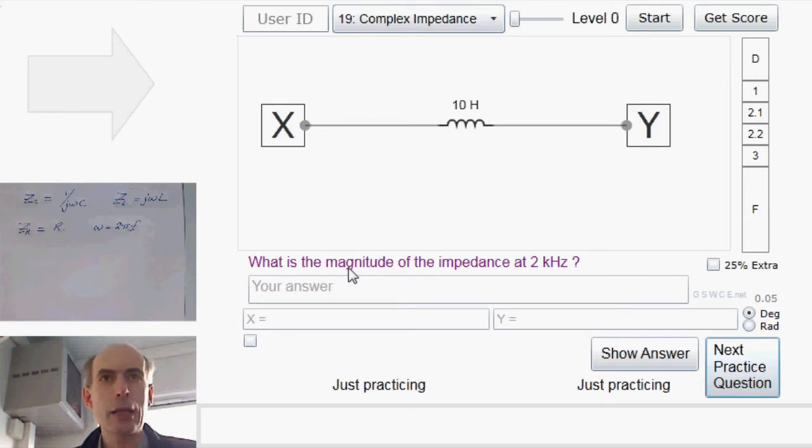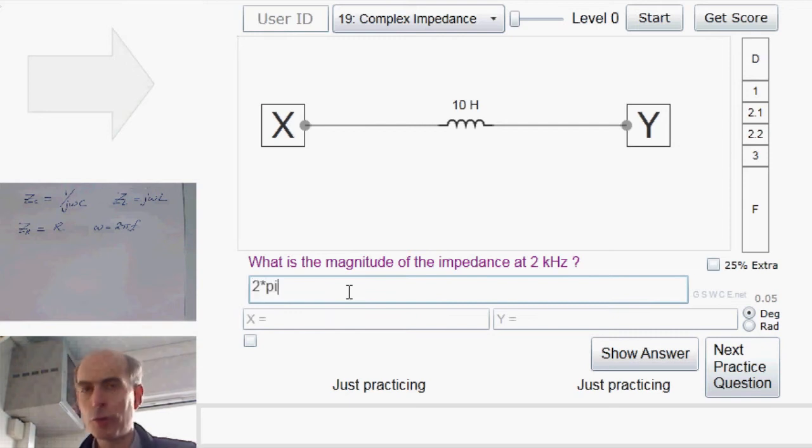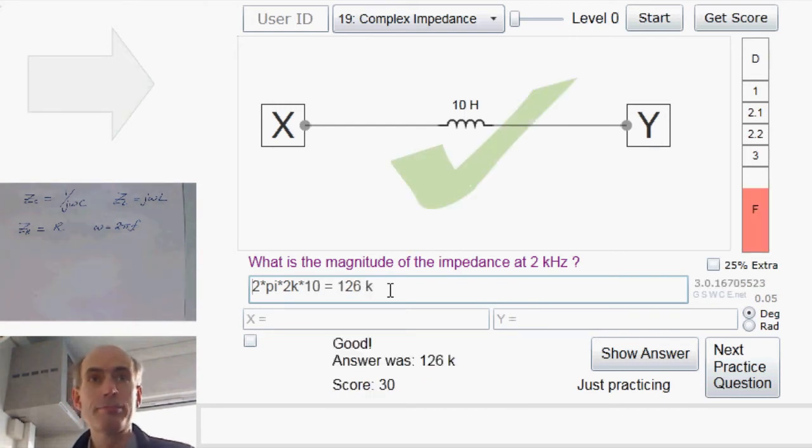First one, magnitude of the impedance. Note that it asks for the magnitude, not the complex impedance. So all we need here is the omega L one. So 2 times pi, you can just write pi for pi, 2 kilohertz, 2k, times, in this case 10, since this inductor is 10 henries. Done.